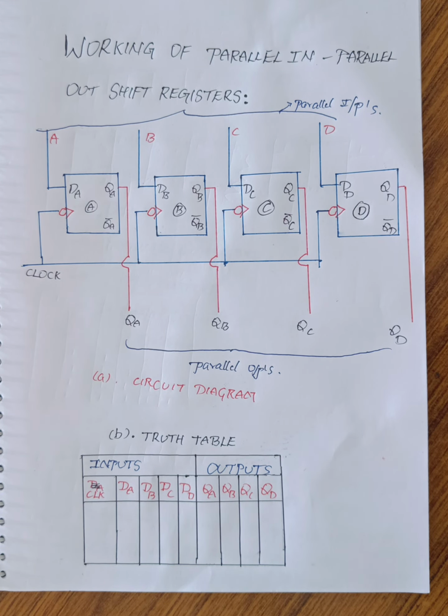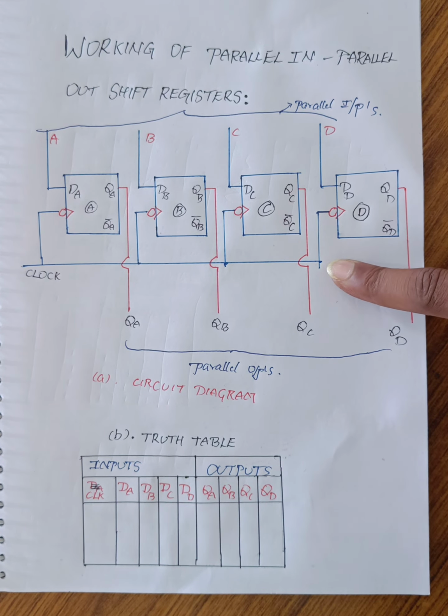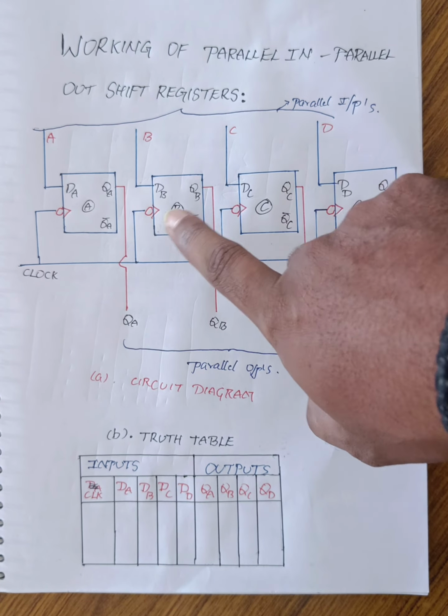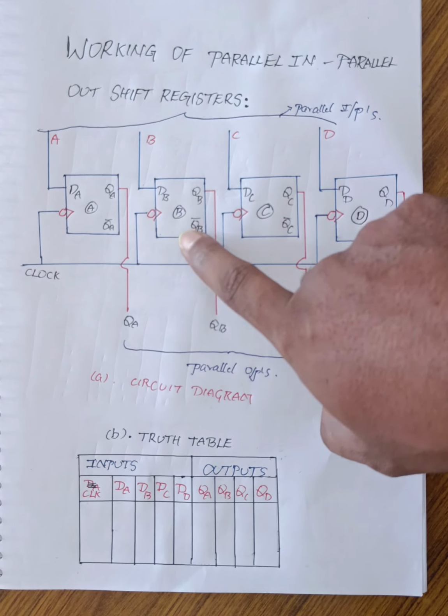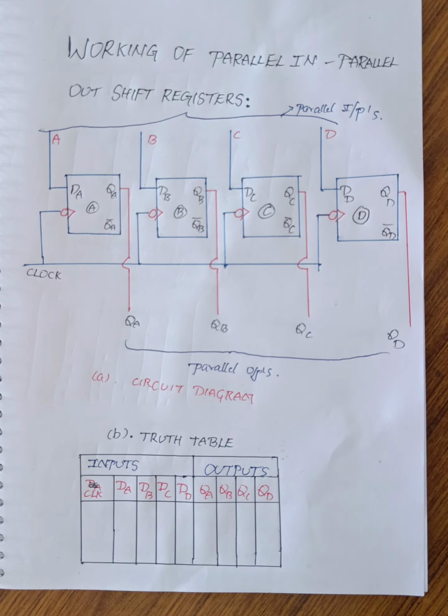Today's topic is parallel in parallel out shift registers. So it is under the category of different types of registers. Parallel in parallel out is nothing but we have to apply parallel inputs and output also we can get in parallel format. So it is a 4-bit register. It contains how many flip-flops? It requires 4 flip-flops: 1, 2, 3, 4, nothing but A, B, C, D. Now it is a 4-bit parallel in parallel out shift register.